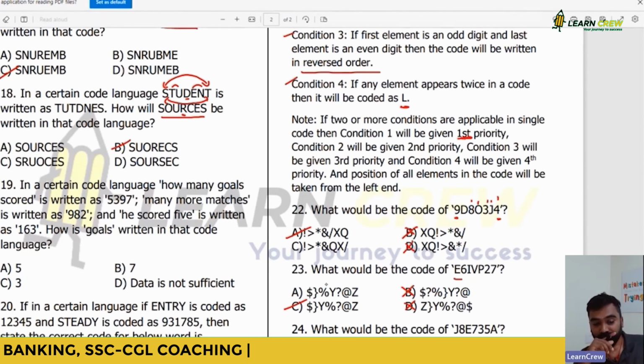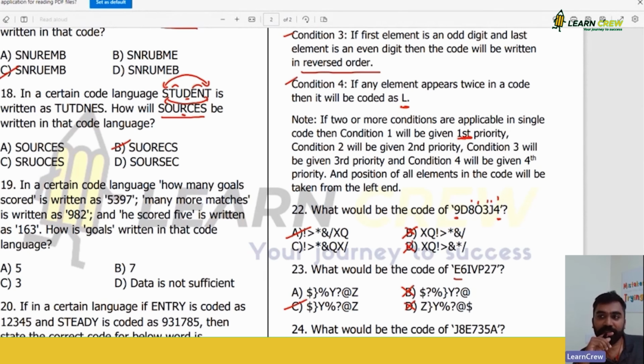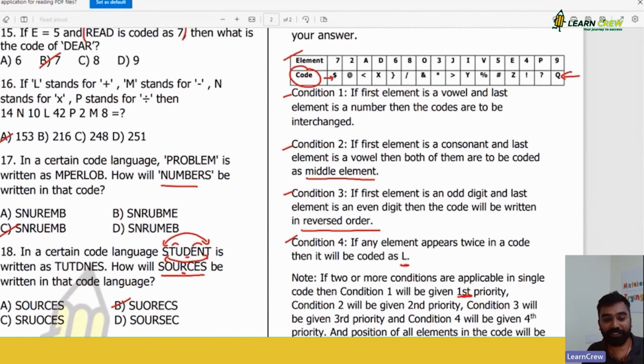Interchange. Everything will get interchanged. Interchange means I don't get... D. D means it is starting with this one. No? So E is Z. They are telling the codes will be interchanged. Every code will not change.